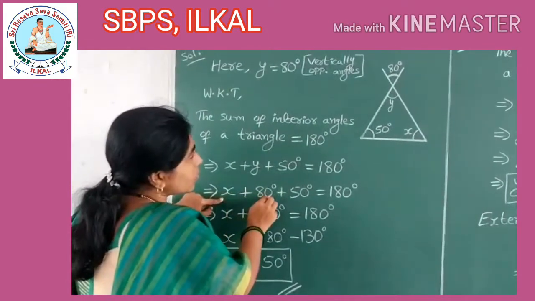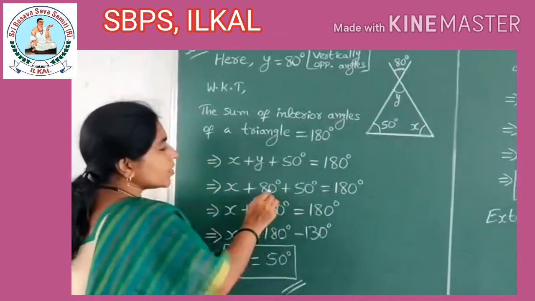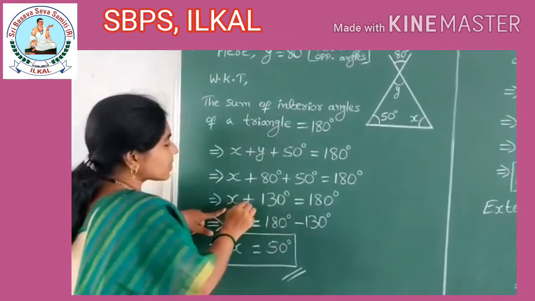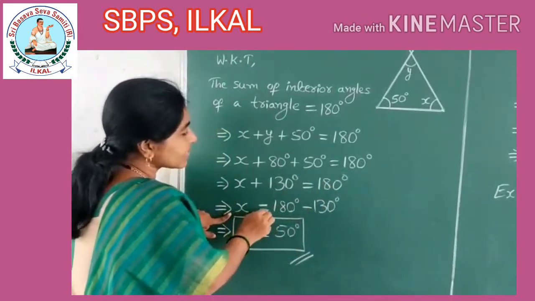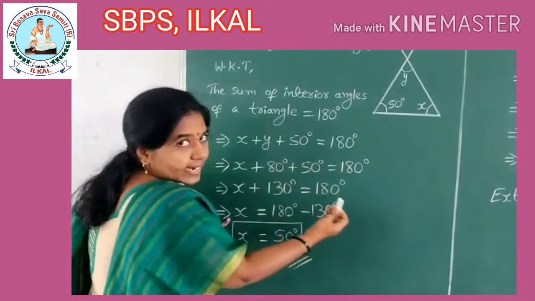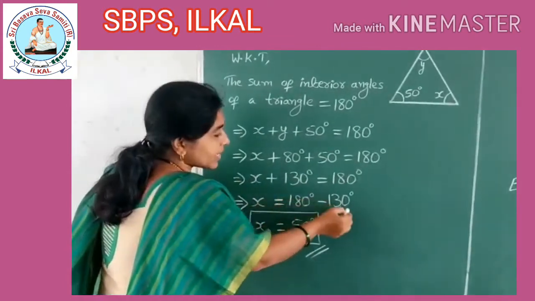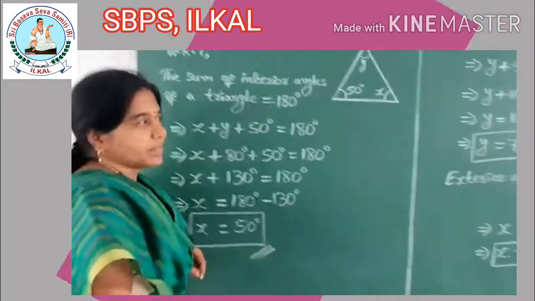x plus 80 degree plus 50 degree is equal to 180 degree. When you add 80 degree plus 50 degree, we will get 130 degree. x plus 130 is equal to 180. Then x is equal to, transpose 130 to the right hand side, minus 130. It will become 180 minus 130, which gives 50 degree. Therefore, x is equal to 50 degree.